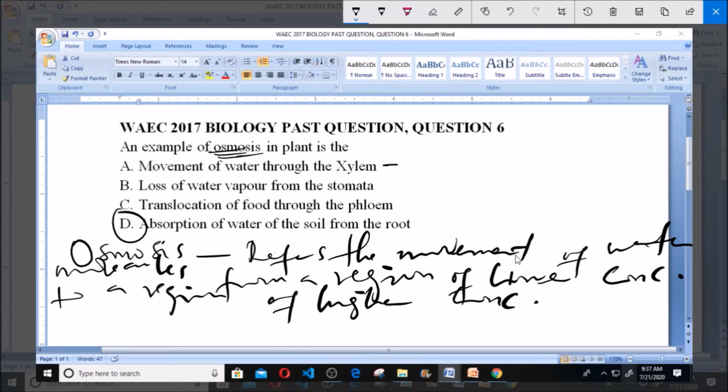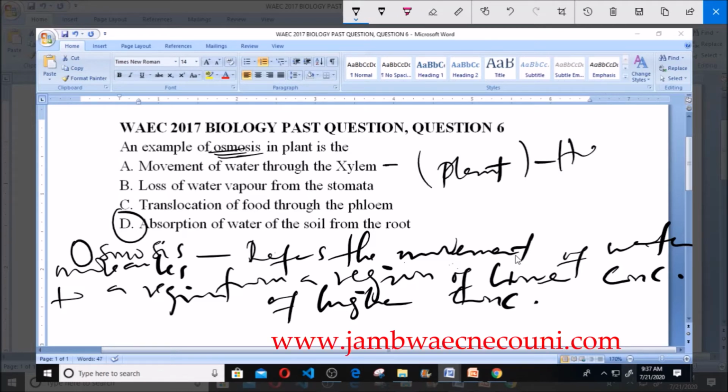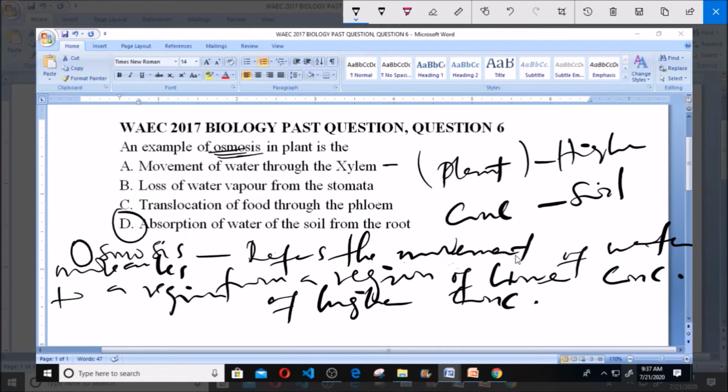Like I said, osmosis is the movement of water molecules from a region of lower concentration. Mostly, the concentration of the plant is higher than the concentration of the soil. Due to this fact, the water moves through a semi-permeable membrane, which is the plant tissues, from the soil to the plant.